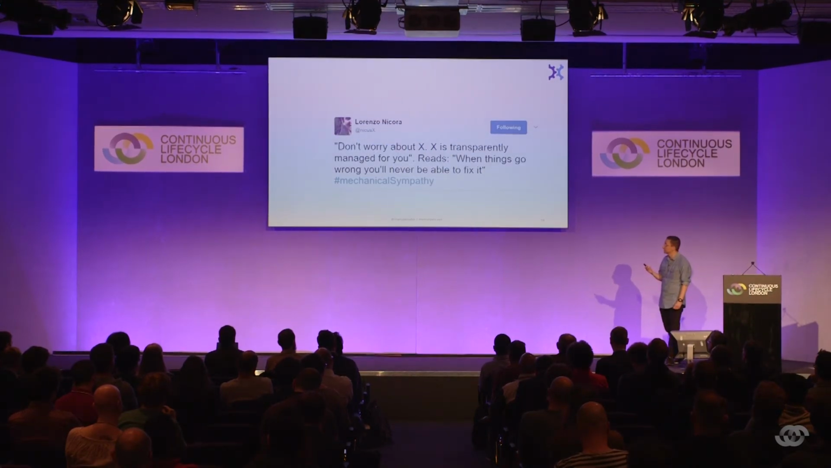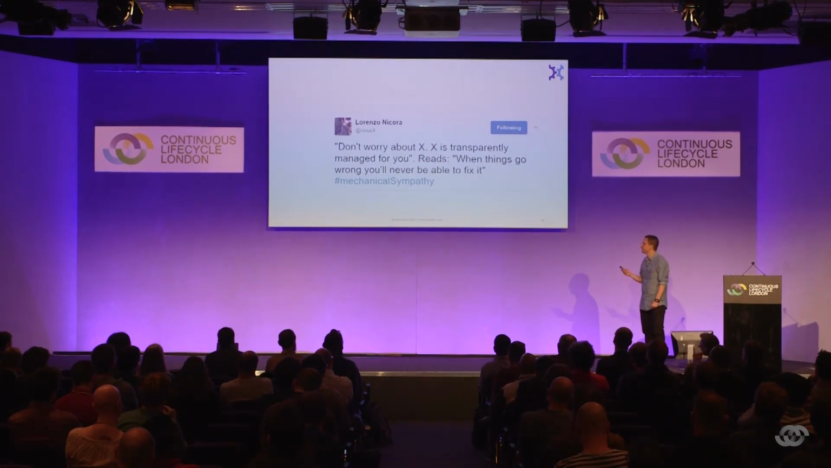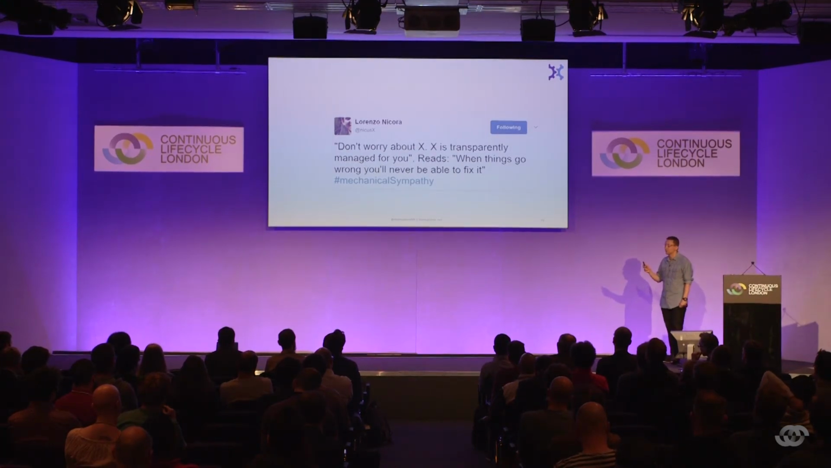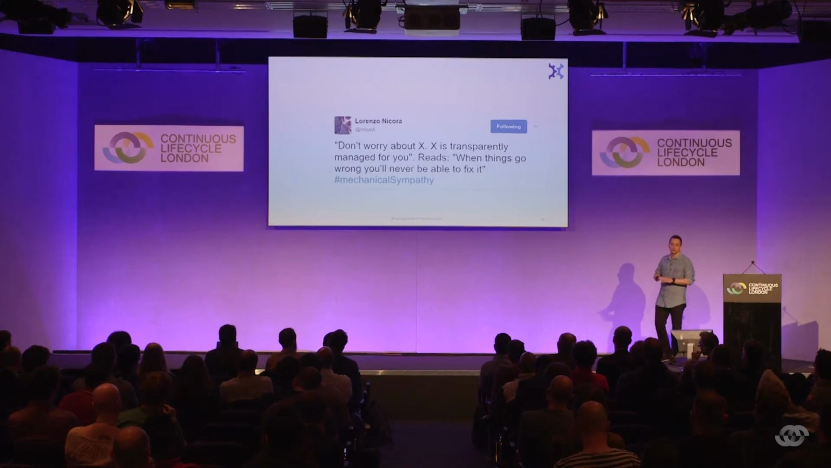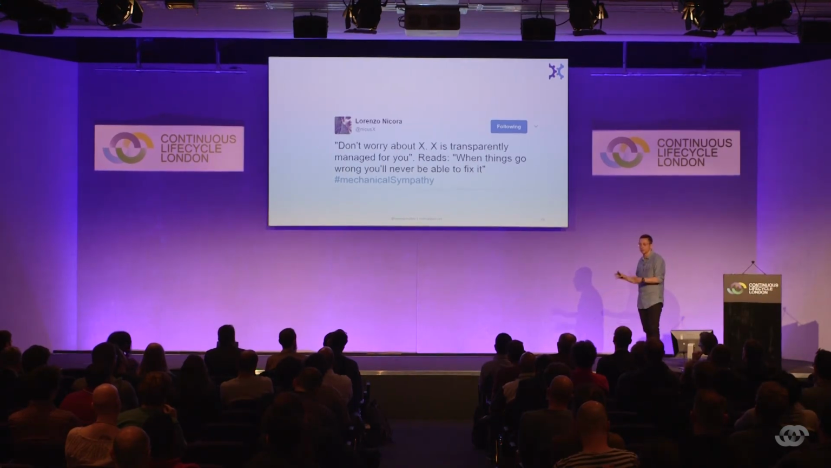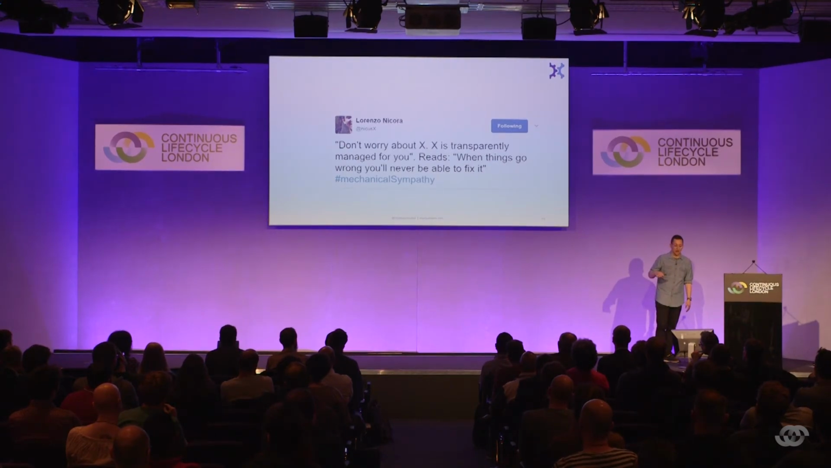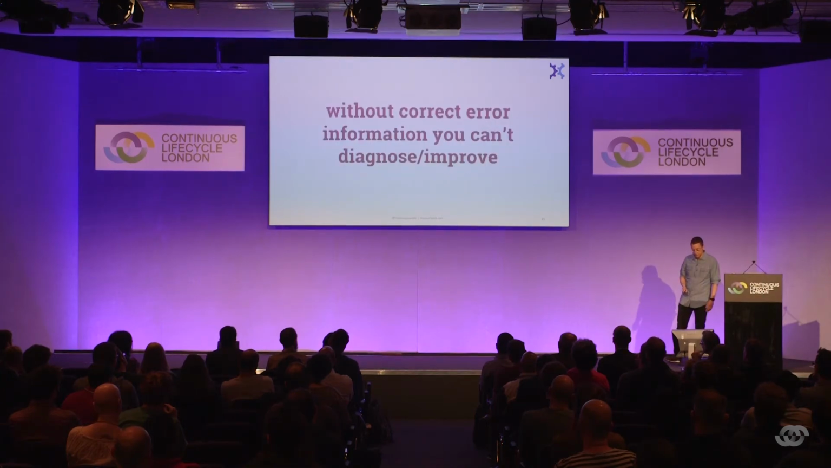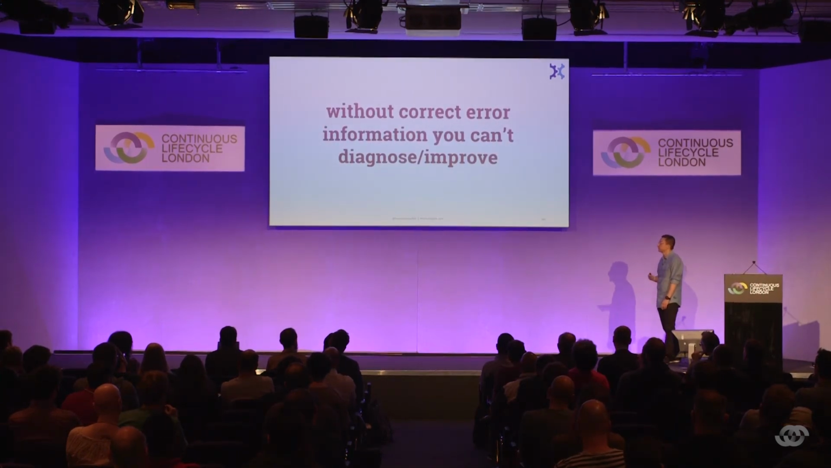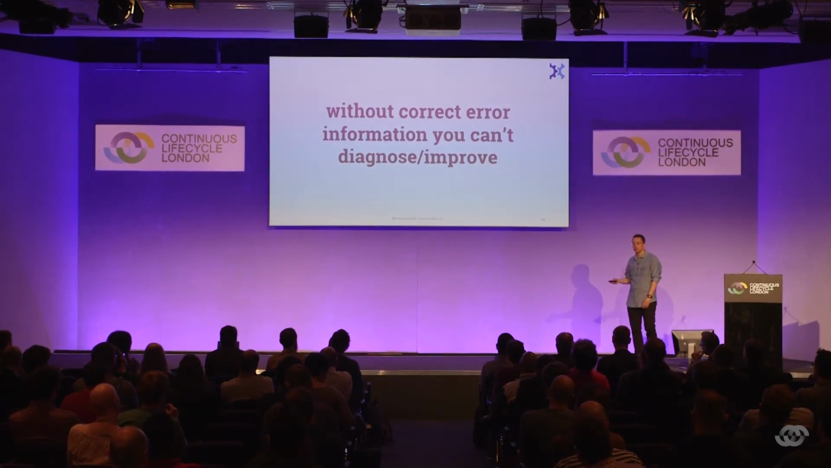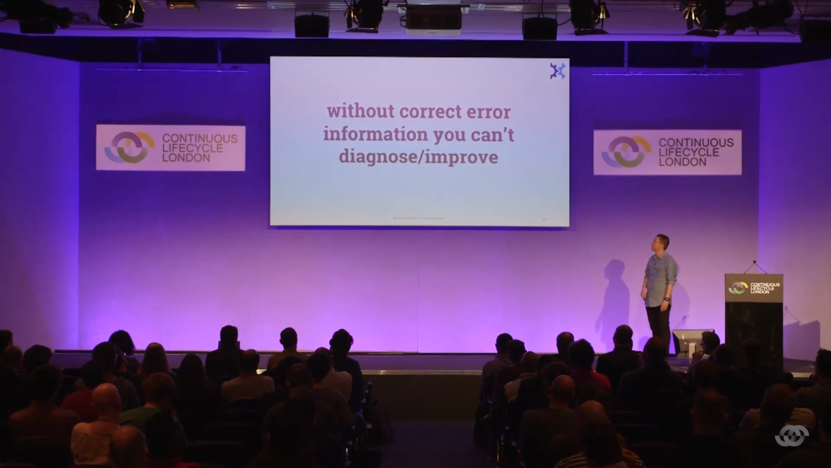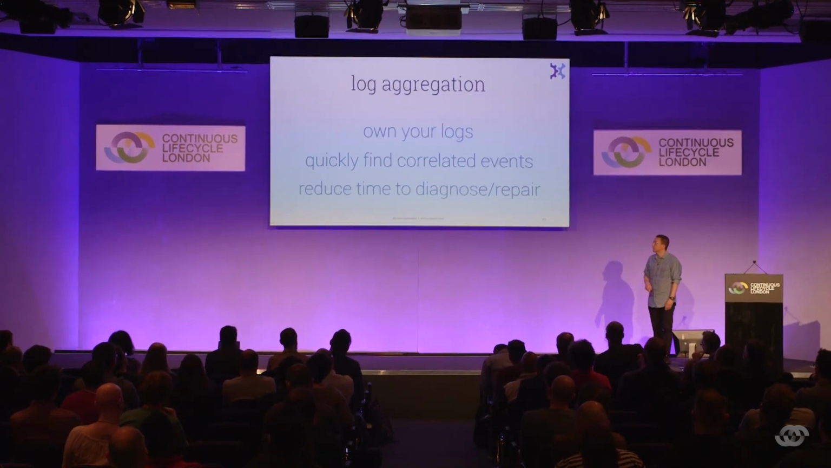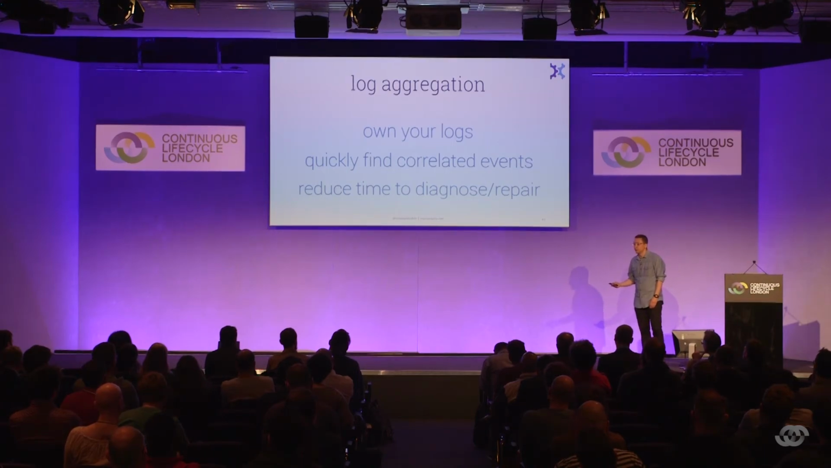There's a little kind of mean tweet, but I like how he's talking about it. Like when someone says, oh, this is transparent for you, you don't have to worry about it, that means when it fails, you have no way to fix it because you don't have access to what actually happened. So you can't diagnose quickly and improve if you don't have enough information. You need to be able to own your logs.